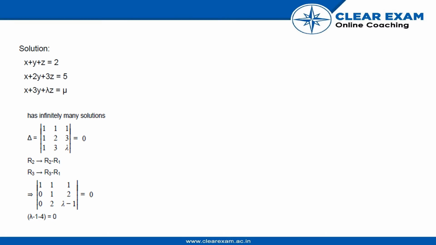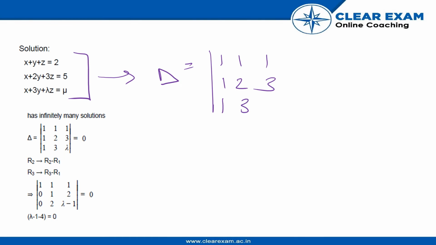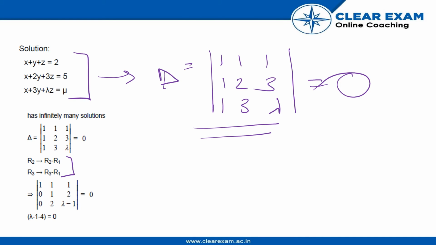Now you can see that the three equations are here. So first we will be finding out the determinant. That would be 1 1 1, 1 1 2, 3 1 3 and lambda, equals 0. Okay, so now we'll be applying row operations. You can see here the operation being applied. We'll try to make as many zeros as we can.